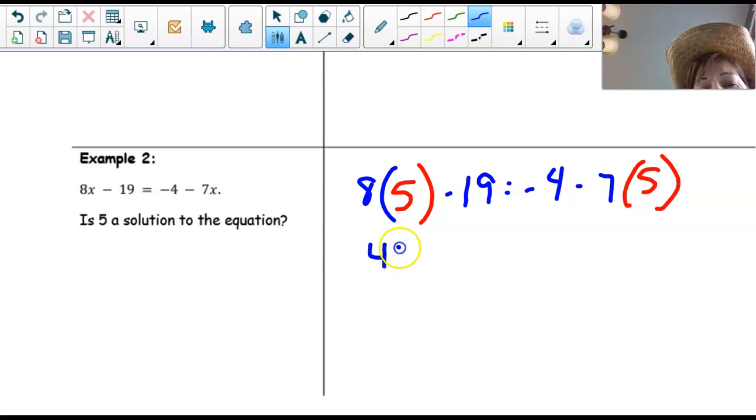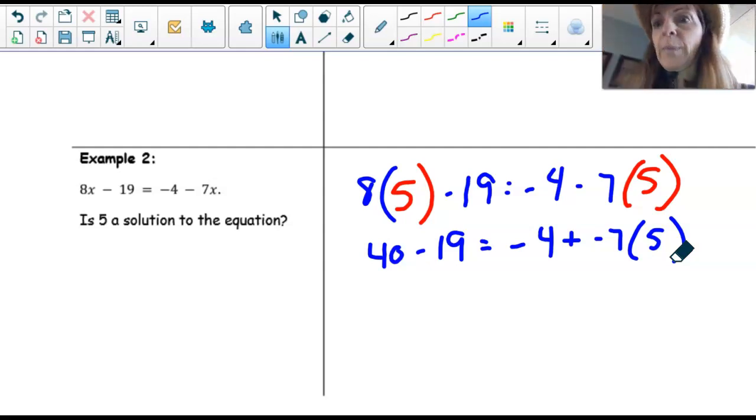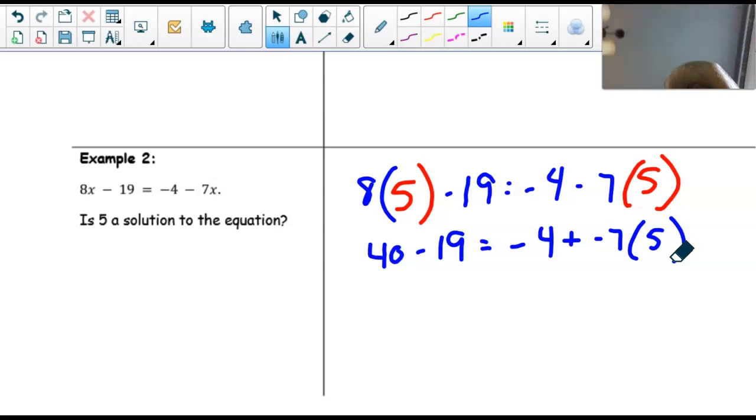So I have 40 minus 19. Is that equal to -4 plus -7 times 5? Notice there I just changed it to addition. Why? Because I can, and it makes it easier.